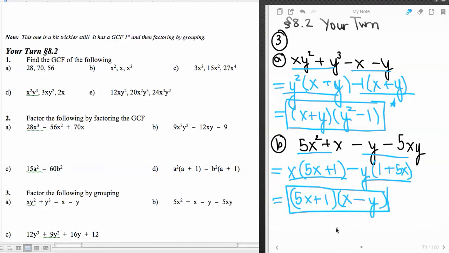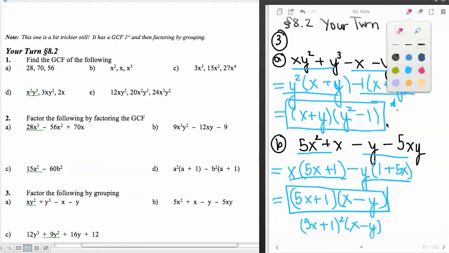One of the things that students will make a mistake on in factoring by grouping is I often will see an answer that will look like 5x plus 1 quantity squared, and then I'll see the x minus y. Well, 5x plus 1 quantity squared, you didn't take a 5x squared plus 1 squared. Yeah, there are 2 of them, but it is a GCF. So this one is not correct, and I don't want you to make this mistake.